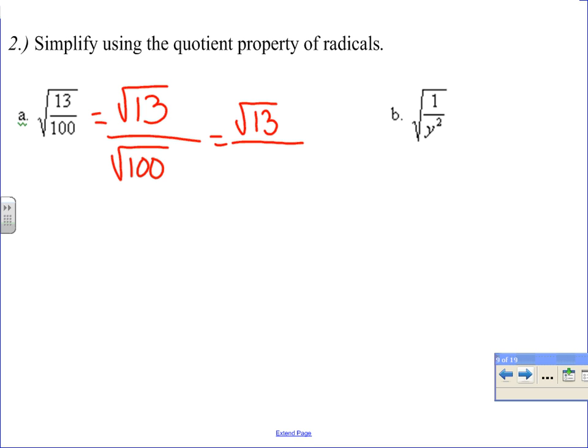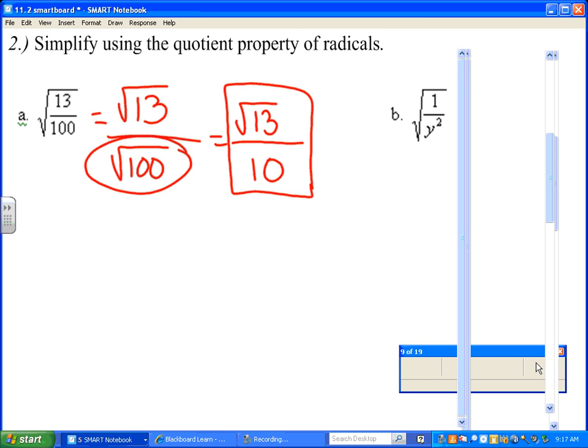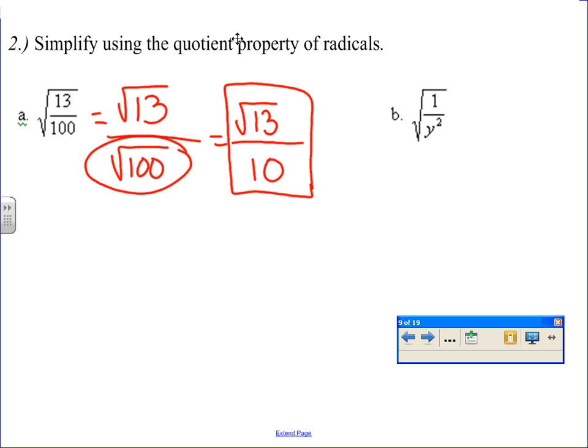There's not a perfect square that goes into it. Square root of 100 is perfect. Square root of 100 is 10. Take the square root of it, and that's your answer. That's all you need to do using the quotient property of radicals.